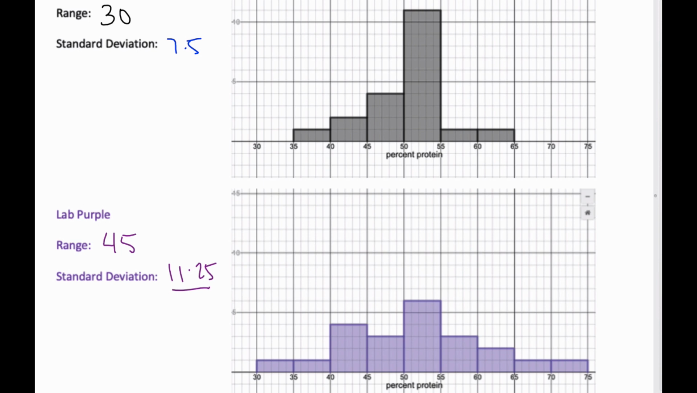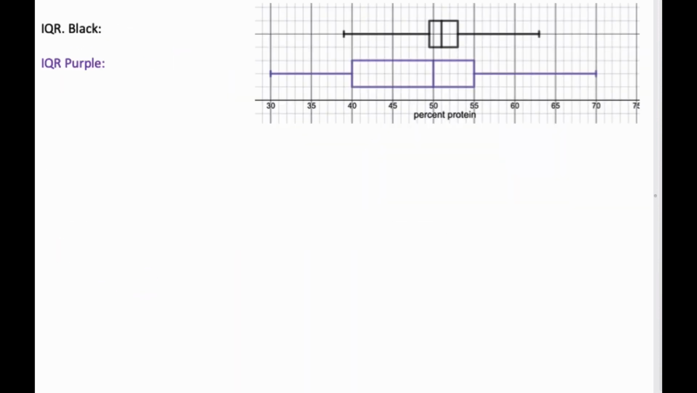So let's continue further. There's our standard deviation. Let's go even further. Here are the box plots, which you saw on the graph. The IQR for the black ones, if we estimate this, is going to be about 49.5 for quartile 1, and 53 is the third quartile. If I subtract those, I get 4.5 as the interquartile range. And for the purple, it goes from 40 to 55, so that is an interquartile range of 15. So again, the spread of the purple is much larger.